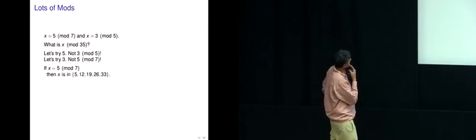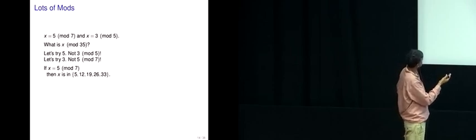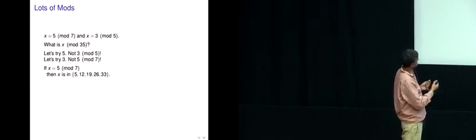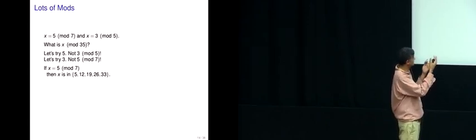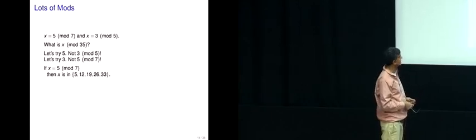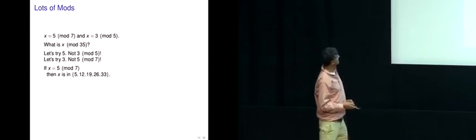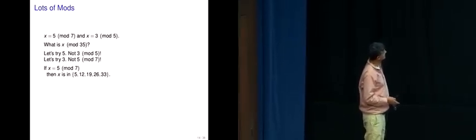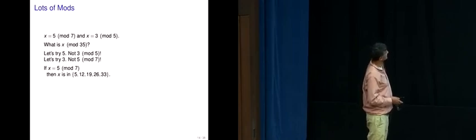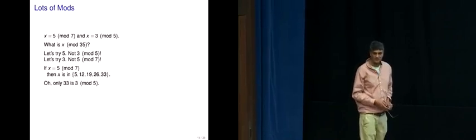Okay, so now let's try a little bit harder. Now if x equals 5 mod 7, if you think about all the numbers in this arithmetic system mod 35, these representatives represent them all. Okay, 5, 12, 19, 26, 33. Do you see which one is 3 mod 5? Is one of them 3 mod 5? 33 is 3 mod 5, right?